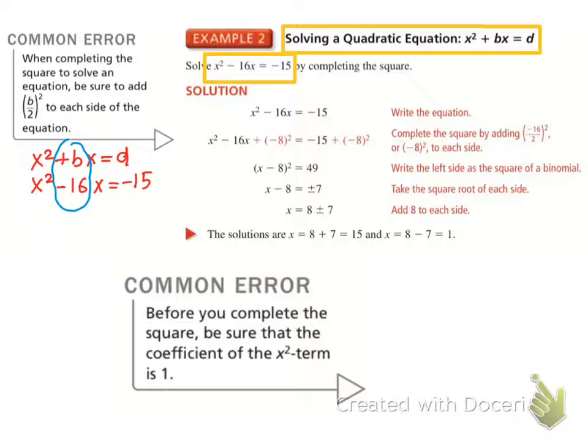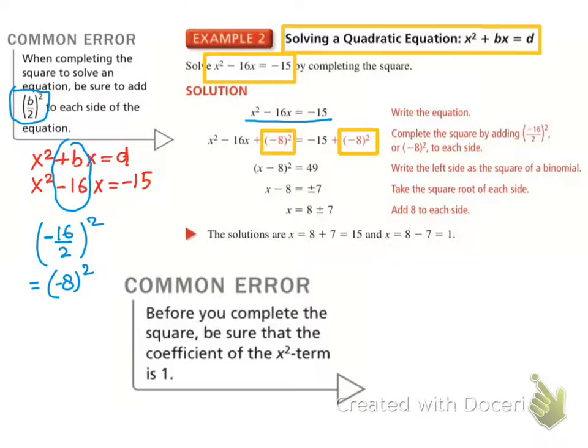When you compare it, you have to find b, and what we're going to add on both sides is b over 2 whole square. So that's negative 16 over 2 whole square, and negative 16 over 2 is negative 8 whole square, that we're going to add to both sides. So when I write it down, negative 8 whole square here, I'm just adding negative 8 whole square to the original equation on both sides.